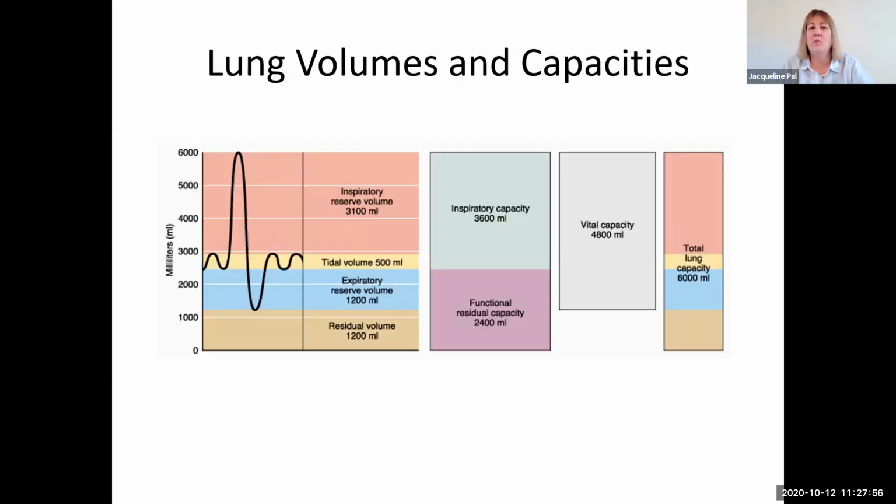So with that, we're done with all of our lung volumes and capacities. So make sure you understand the differences between them.